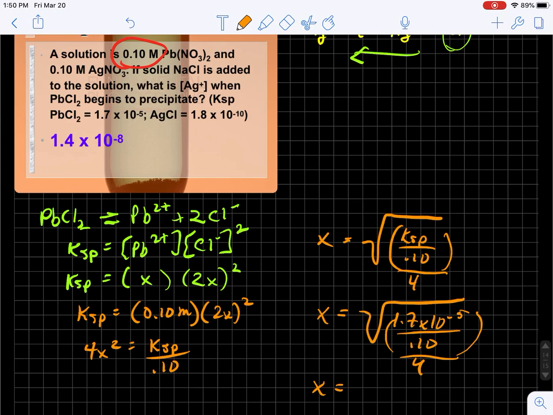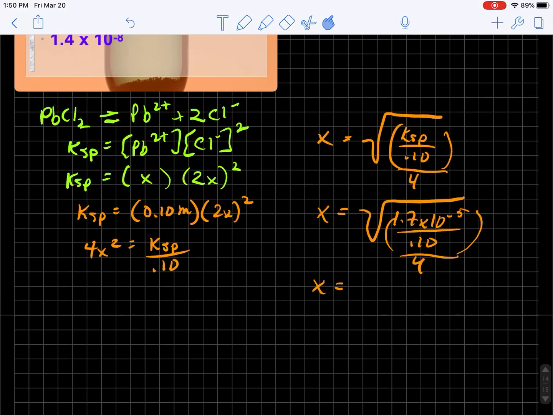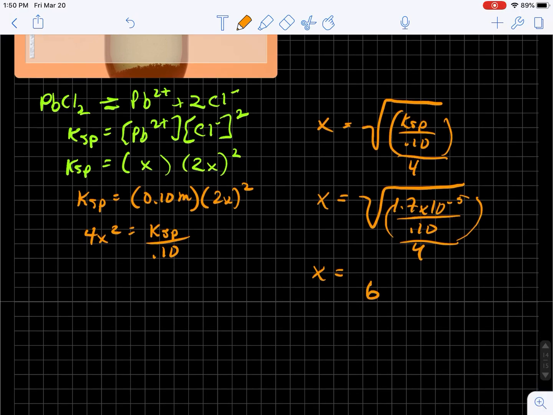Ah! I got hit with a calculator. I'm injured. Divide that by 4, and we take the square root of that nonsense, and I get 0.65, or 6.5 times 10 to the minus 3. So the chloride concentration is going to be equal to 2x. So we get 0.013 molar.